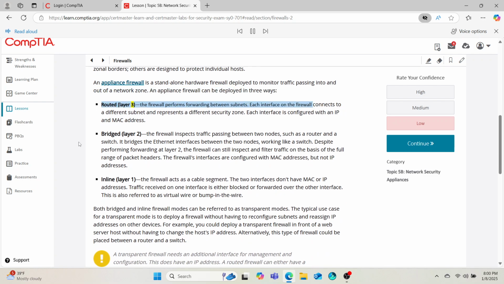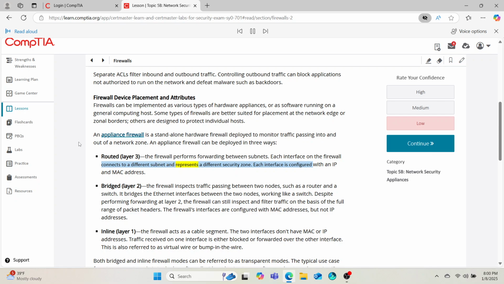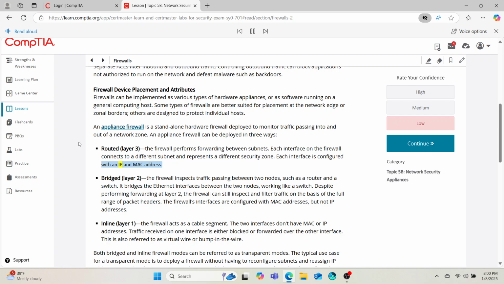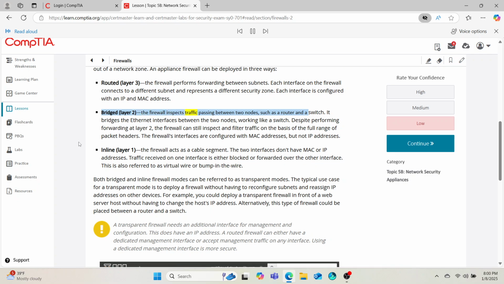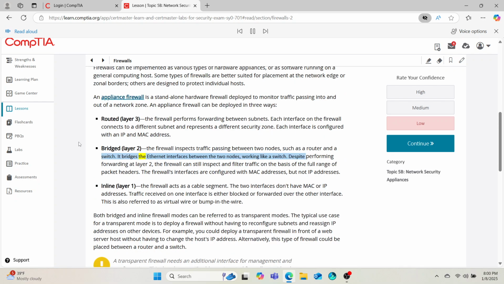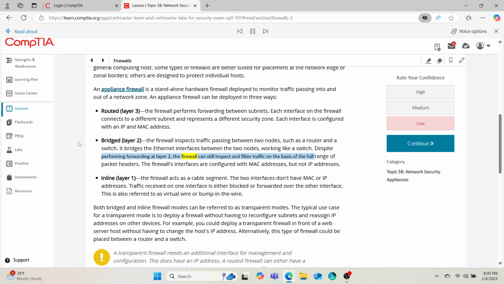Routed Layer 3. The firewall performs forwarding between subnets. Each interface on the firewall connects to a different subnet and represents a different security zone. Each interface is configured with an IP and MAC address. Bridged Layer 2. The firewall inspects traffic passing between 2 nodes, such as a router and a switch. It bridges the Ethernet interfaces between the 2 nodes, working like a switch. Despite performing forwarding at Layer 2, the firewall can still inspect and filter traffic on the basis of the full range of packet headers.